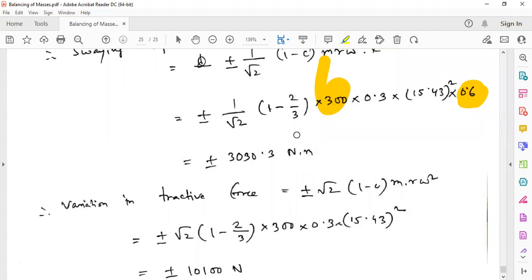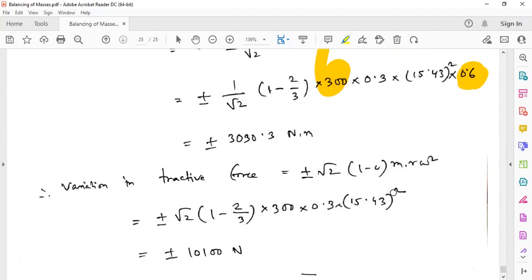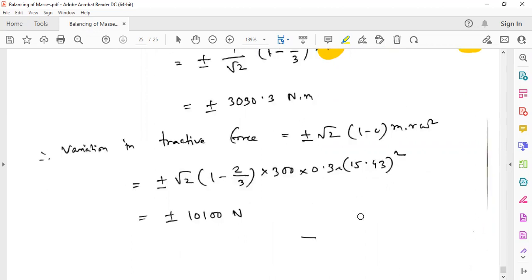By putting the values, we have got the swaying couple and the variation of tractive force. This is the formula: plus minus root 2 times 1 minus C times m r omega square. We know all the values, isn't it? Just put C equal to 2 by 3, which is given in the question. M is 300, r is 0.3, and omega is 15.43. Just by putting it, we have got the variation in tractive force, 10100. So this completes the numerical, and we will stop here.